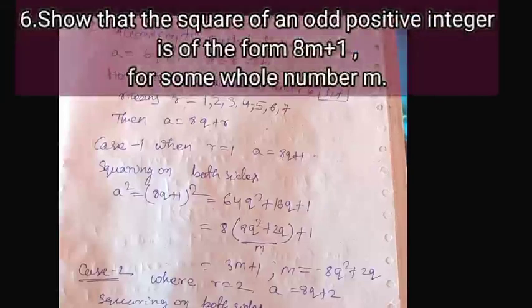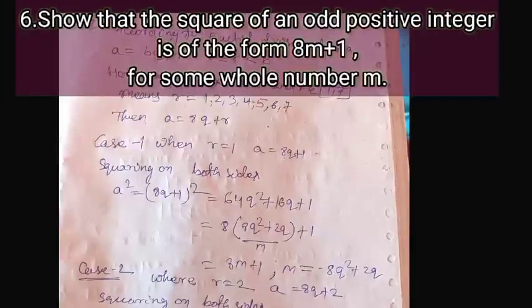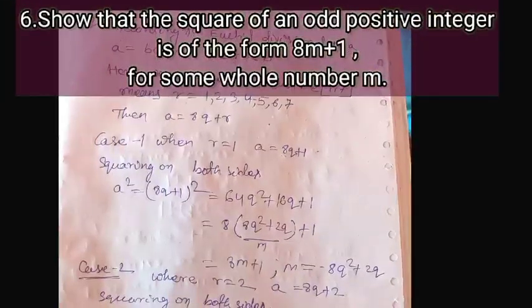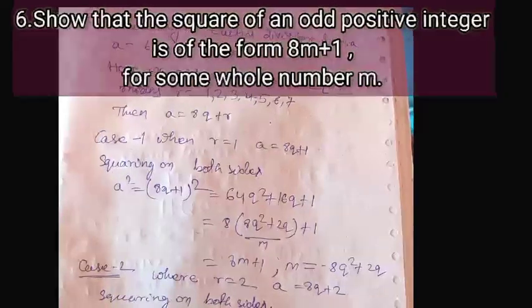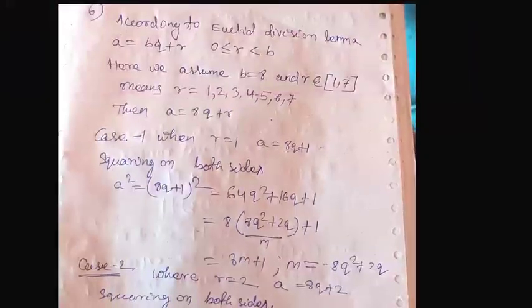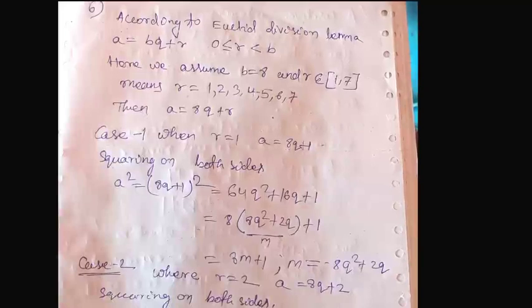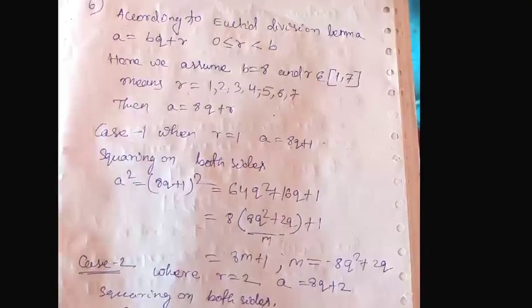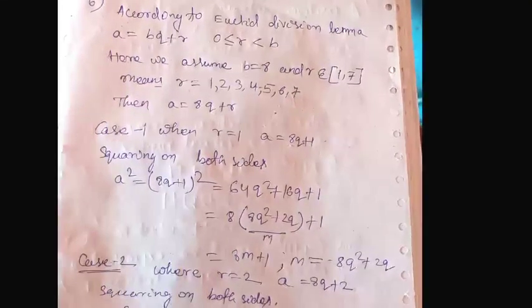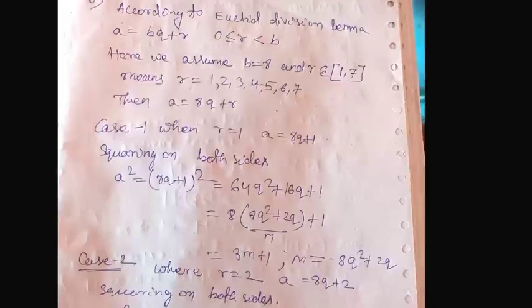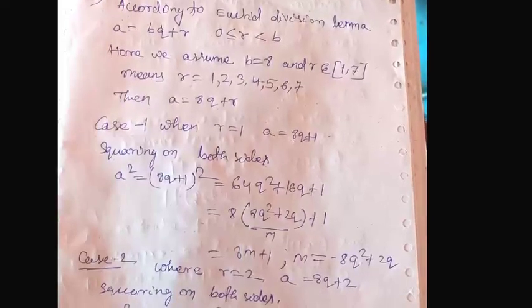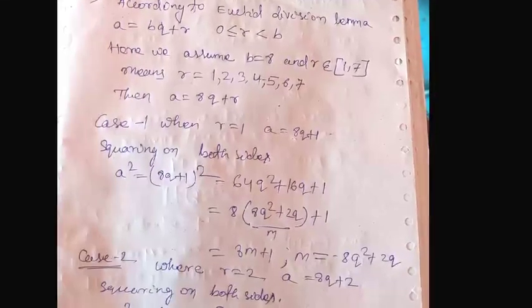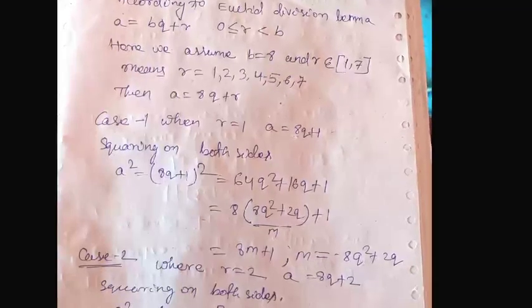Your question number 6. Show that the square of any odd positive integer is of the form 8m plus 1 for some whole number m. According to Euclid's division lemma, here we assume b is equal to 8, a is equal to bq plus r. So r will be between 1 to 7. It means r equal to 1, 2, 3, 4, 5, 6, 7.